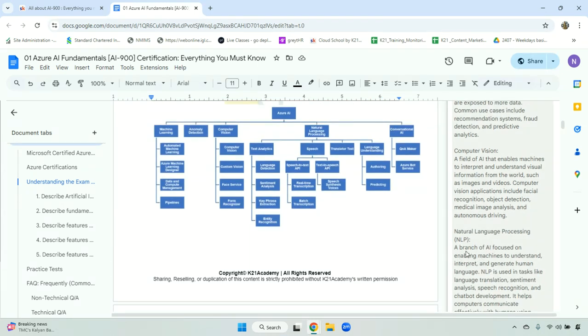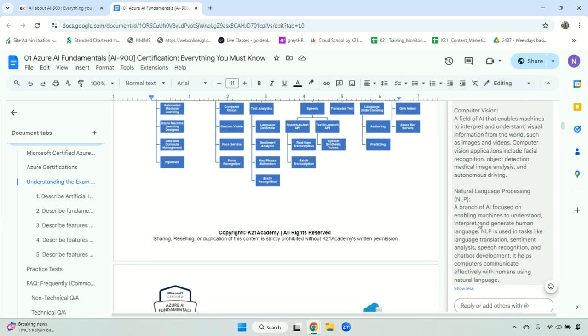Then another interesting area is NLP, natural language processing. It's also a branch of AI focused on enabling machines to understand, interpret and generate human language. NLP is used in tasks like language translation. Nowadays we see a lot of things related to language translation or speech recognition. NLP is actually used in all these tasks.